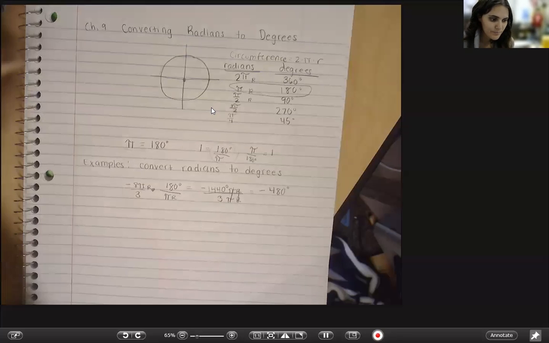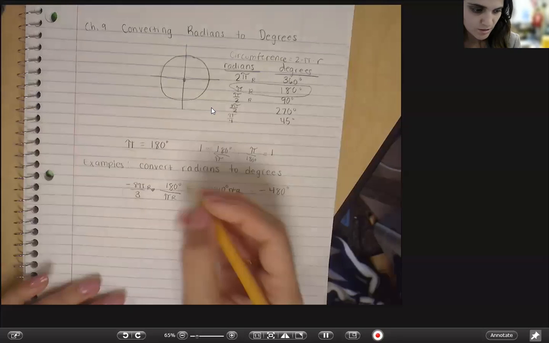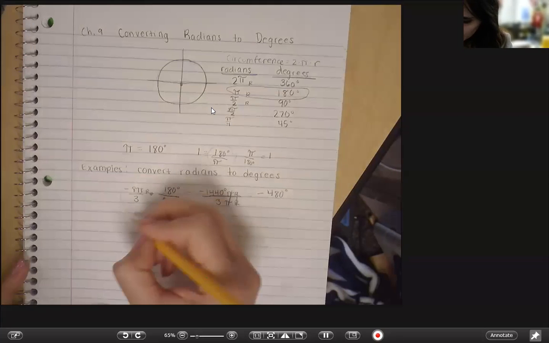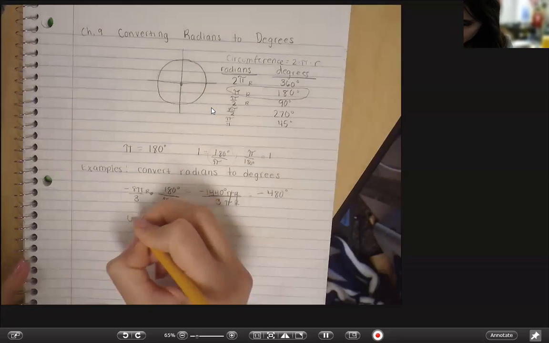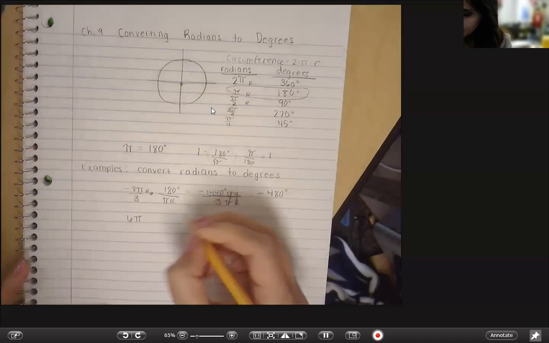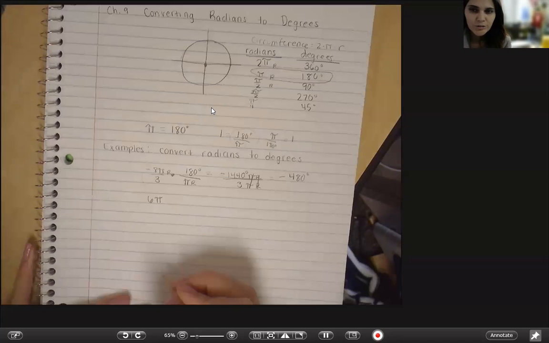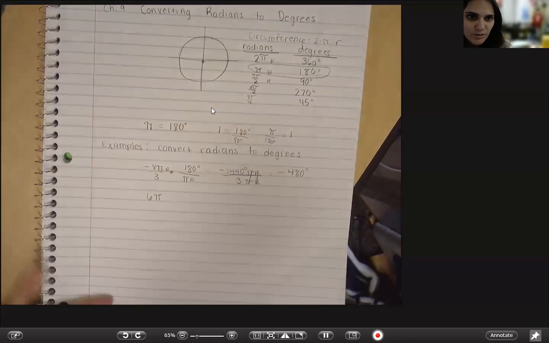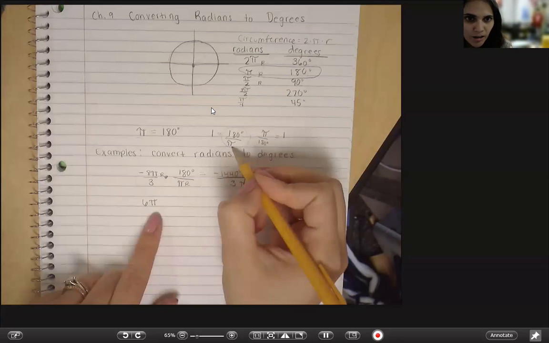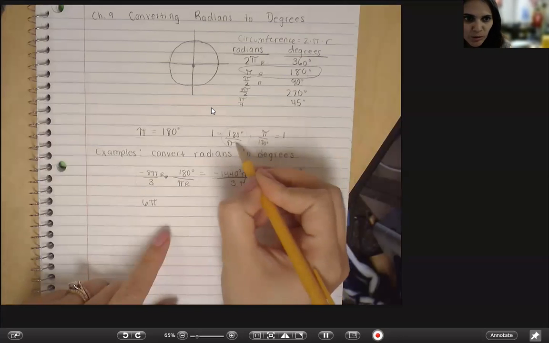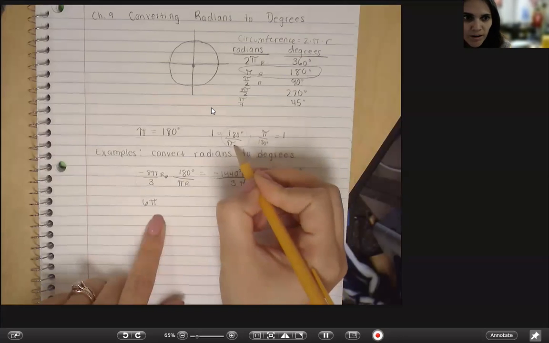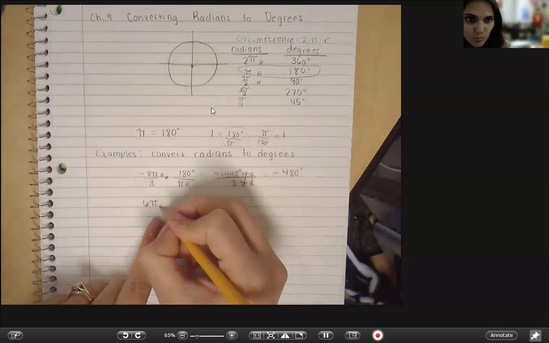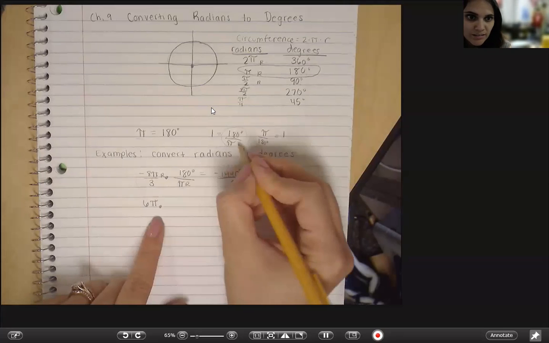Let's try another one. We could do a more simple one. Let's say we did 6 pi, and we wanted to convert that into degrees. This one should be a little bit more simple. So again, I want the pi to be on the bottom, so I'm deciding which one I'm going to use. I'm going to use this one because the pi is on the bottom, and I want to cancel out the pi. And again, I'm multiplying by 1 because 180 degrees over pi is equal to 1.